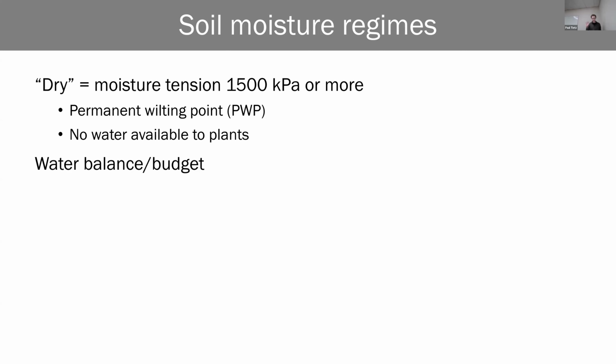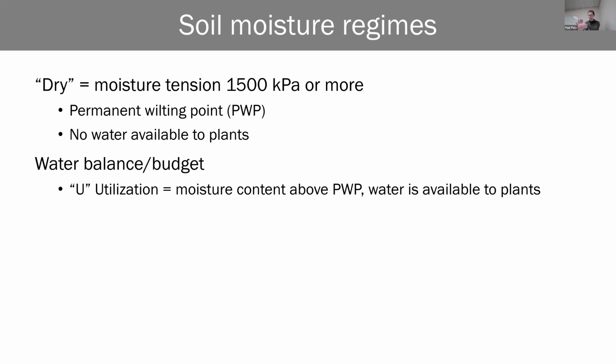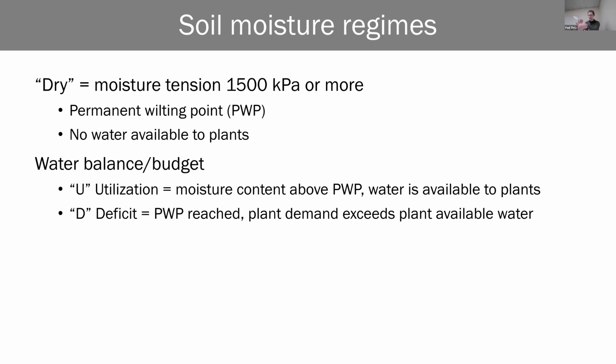We have 4 different stages of this water balance, starting with the stage where we're wringing the water out of the sponge, where we have moisture in the soil above the permanent wilting point, which means the water is available to plants. We call that utilization, abbreviated with a U. Plants are able to utilize the water that's stored in the soil profile. Plants use that water until there's no more of it, until there's a deficit where we reach the permanent wilting point. Plant demand will exceed the plant available water. We have a higher demand for water than we have a supply.